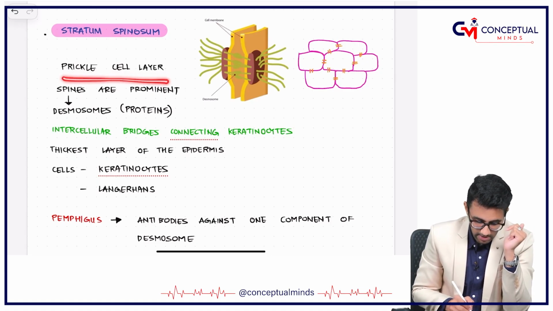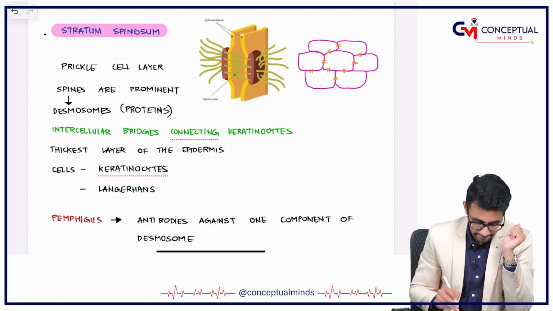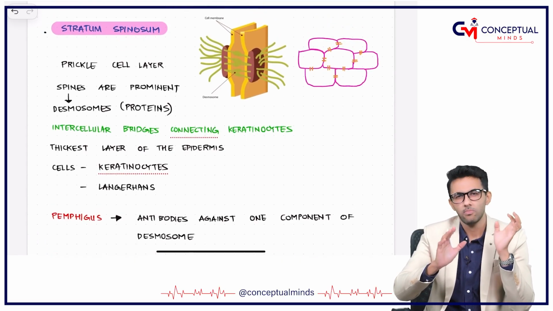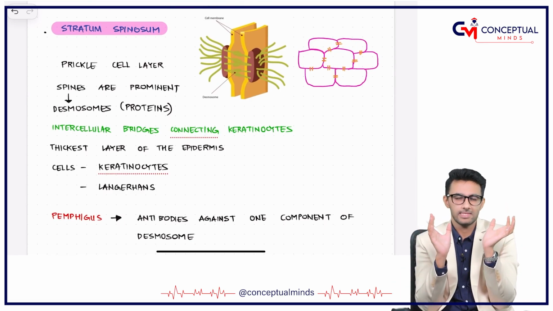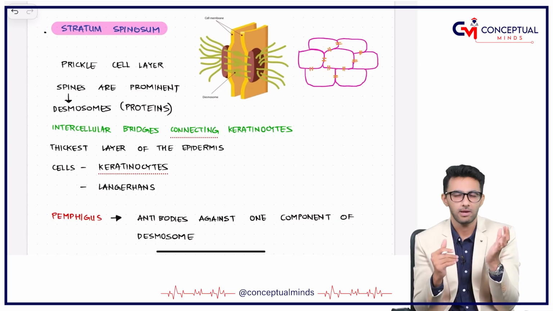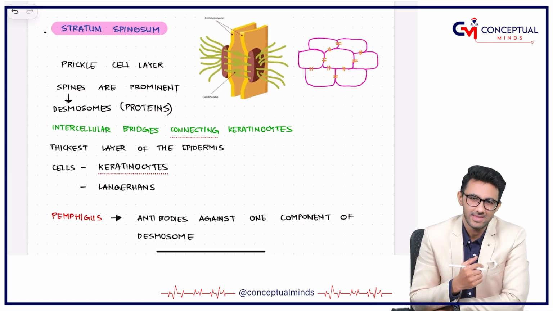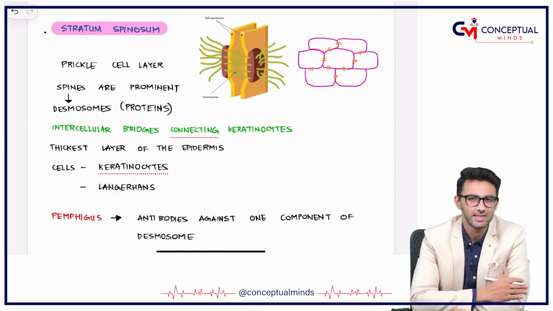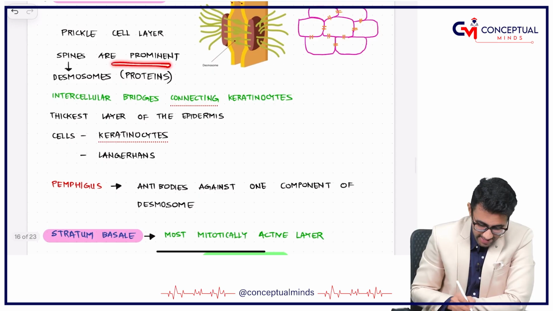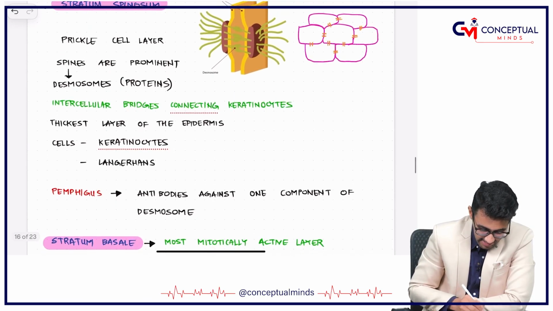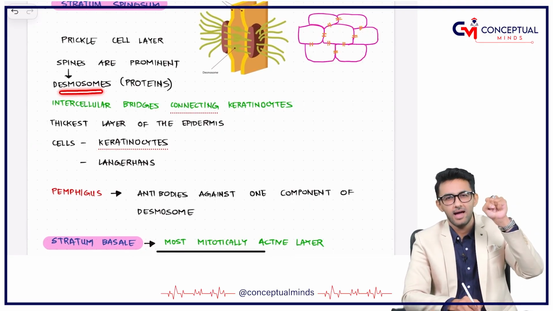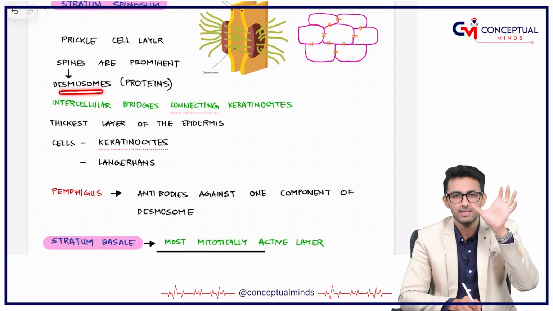The prickle cell layer is just the name. And why is it called spinosum? There is one component very prevalent in this layer, the desmosomes. We will learn everything about this, but not here, in the next topic where we discuss the basement membrane and everything in greater detail. The spines are more prominent in this layer, and they are called desmosomes. Desmosomes are proteins that keep attaching things, between two cells.